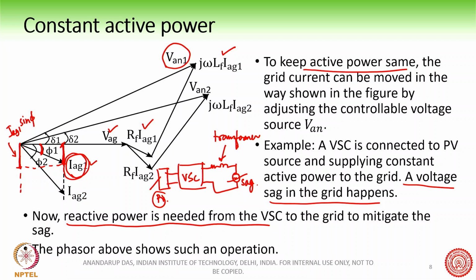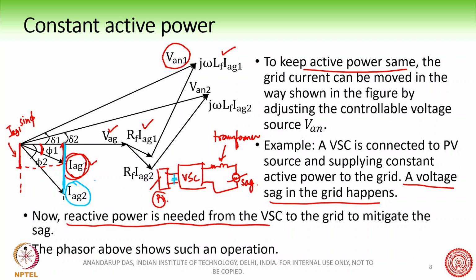Okay, we cannot change the active power, because there is also a DC link here. So we don't want to change the active power, and what will happen here is that we will move our current phasor into this position IAG2. This 2 is the second position, in such a way that this projection, IAG2 cos phi, remains the same as before.